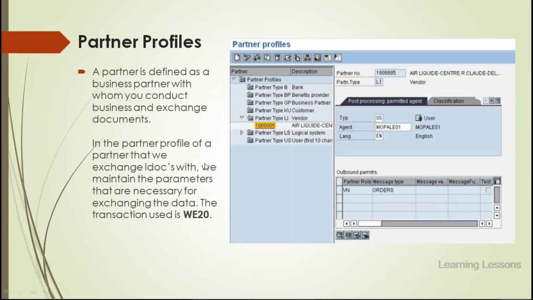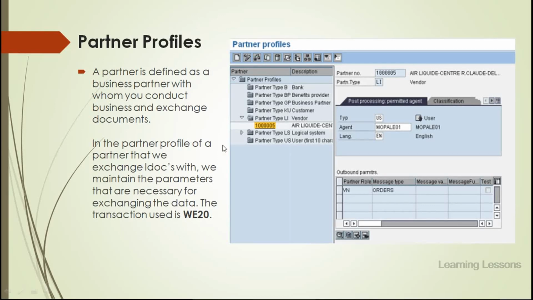Next, partner profile. So we have to define the partner. Partner means target system. Based on the partner profile, we can see how we are sending data. The partner is defined as a business partner with whom you conduct business and exchange documents. Here in this case, partner profiles we have to configure in transaction WE20.